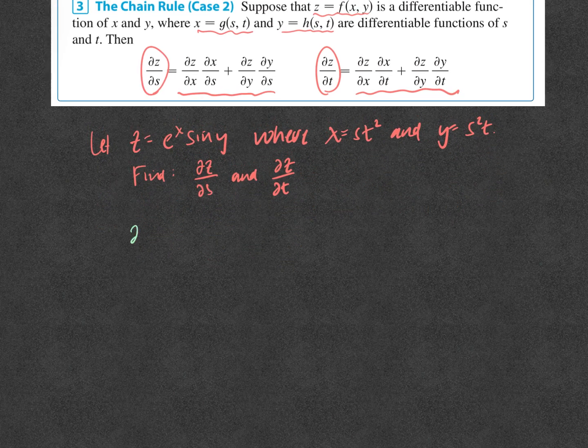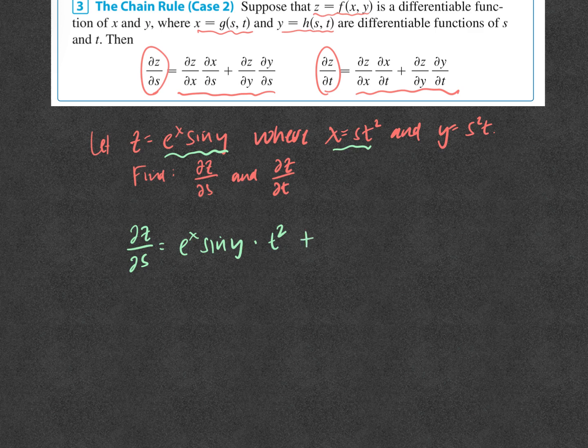So we're going to say the partial of z with respect to s is equal to, now you're going to take the derivative of this with respect to x. So the derivative of e to the x is e to the x, and sine y is a constant. And then we're going to multiply it by the derivative of x with respect to s. So the derivative of s is 1, and we just get t squared. So that doesn't work out too badly.